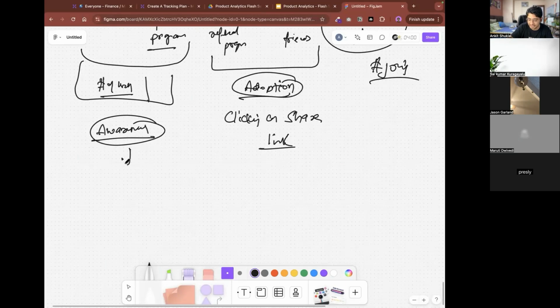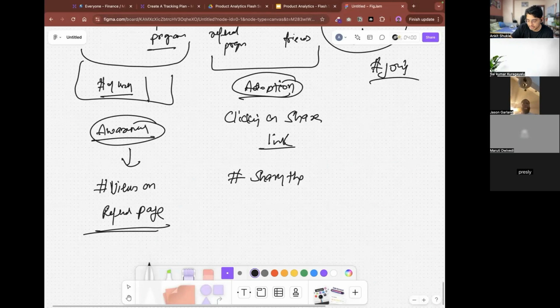The first part is awareness. How do we measure awareness? We will measure awareness by views on your referral page. What percentage of your audience actually has a view on the referral page? Okay. How do we measure the adoption metric? How many people are sharing the link? And then third is how many new users are joining.